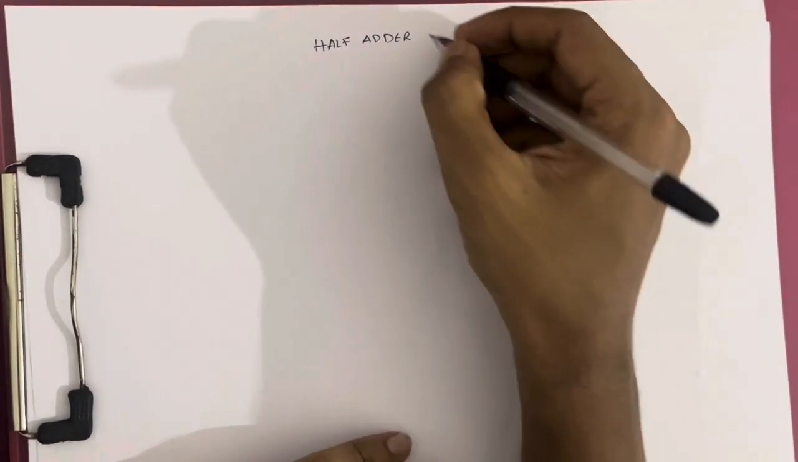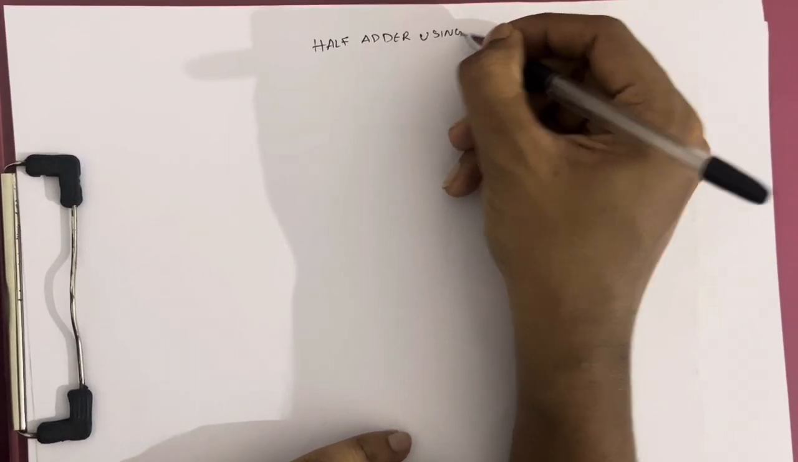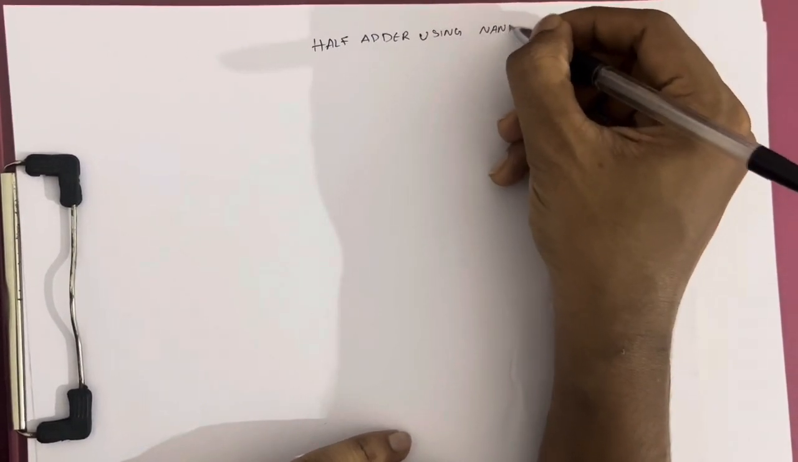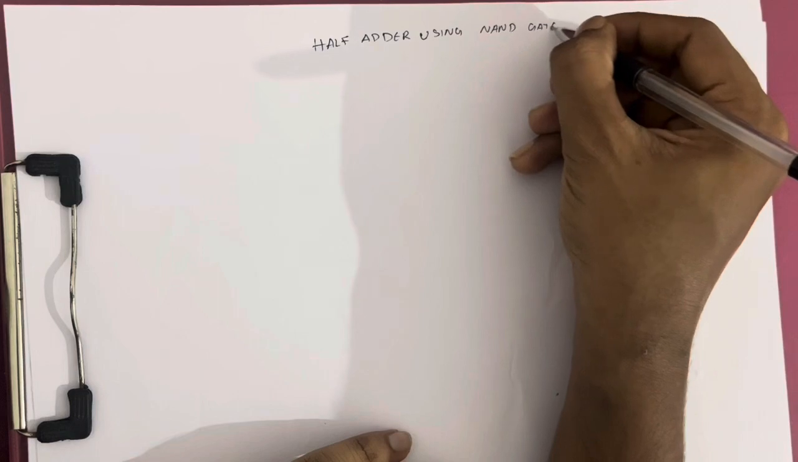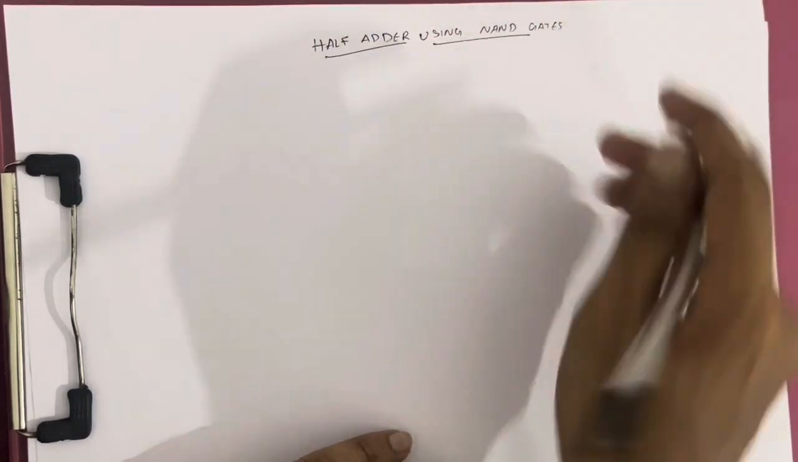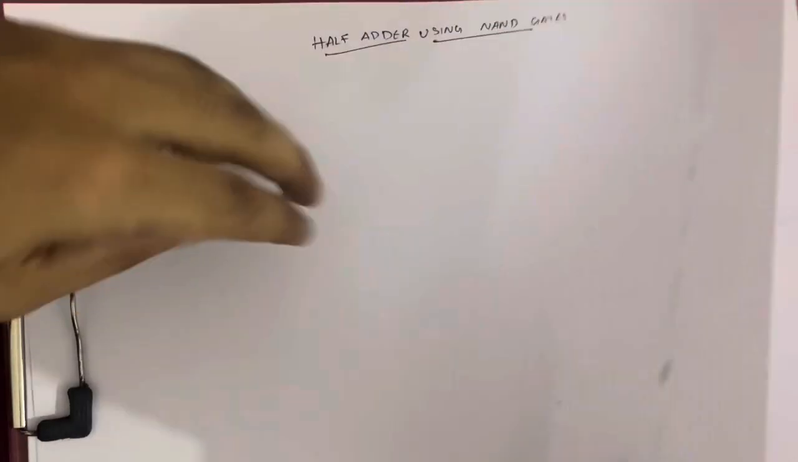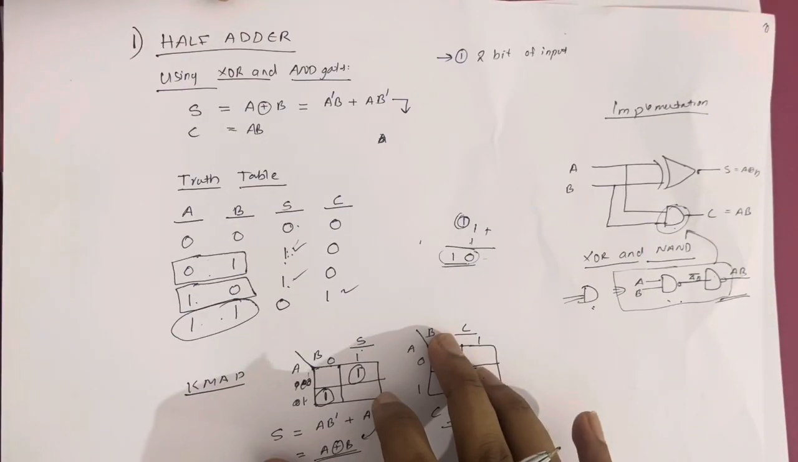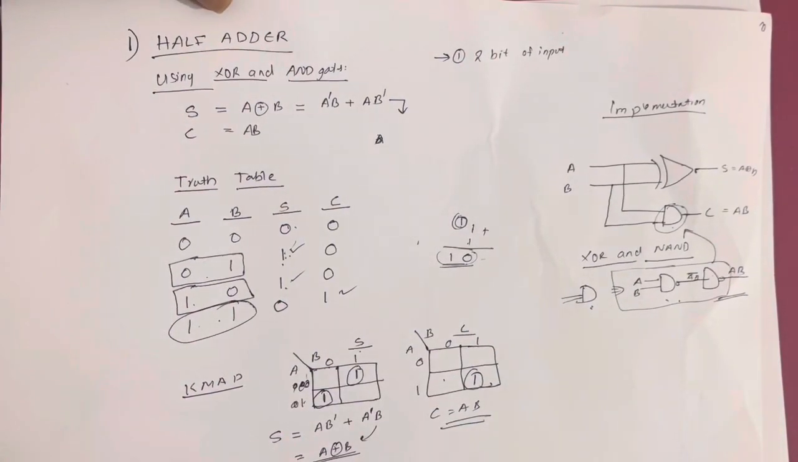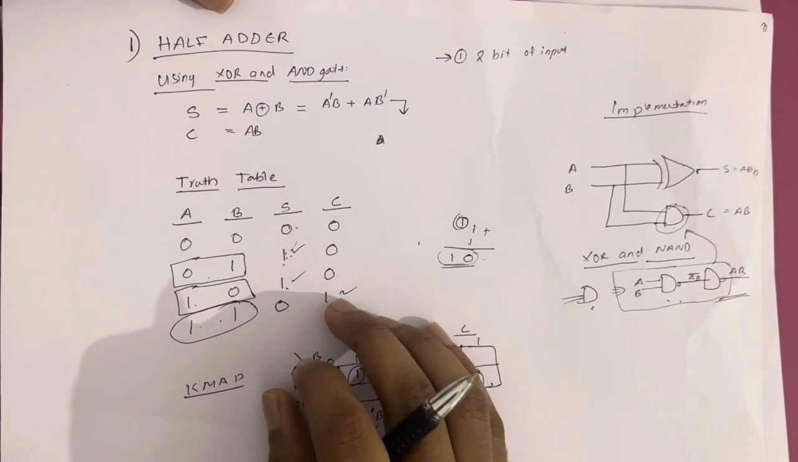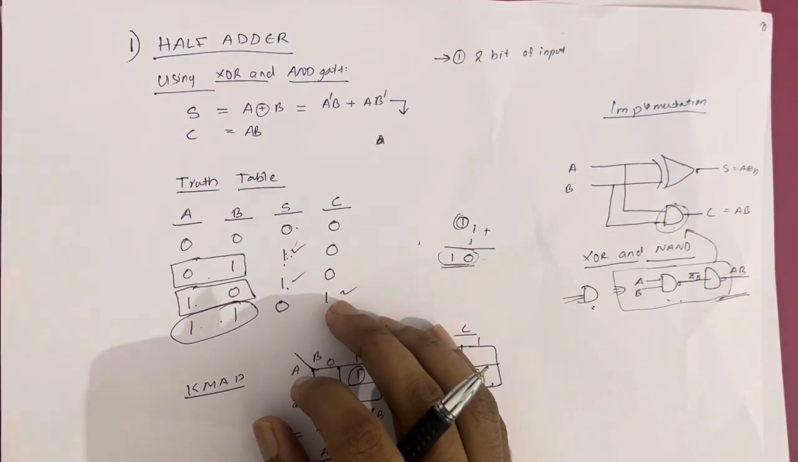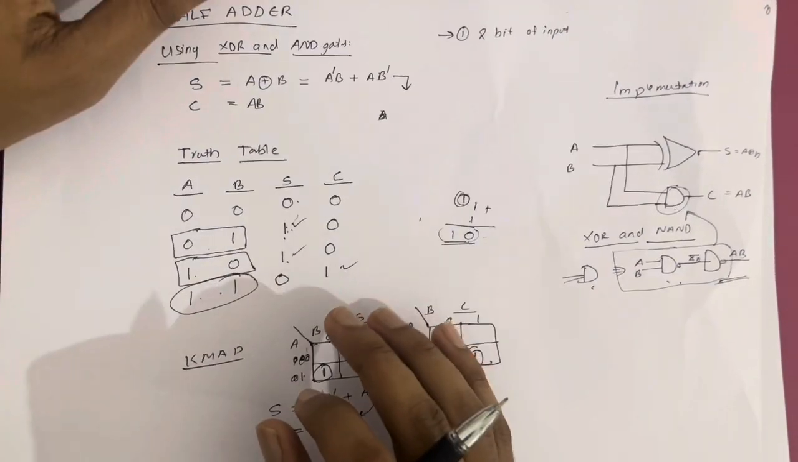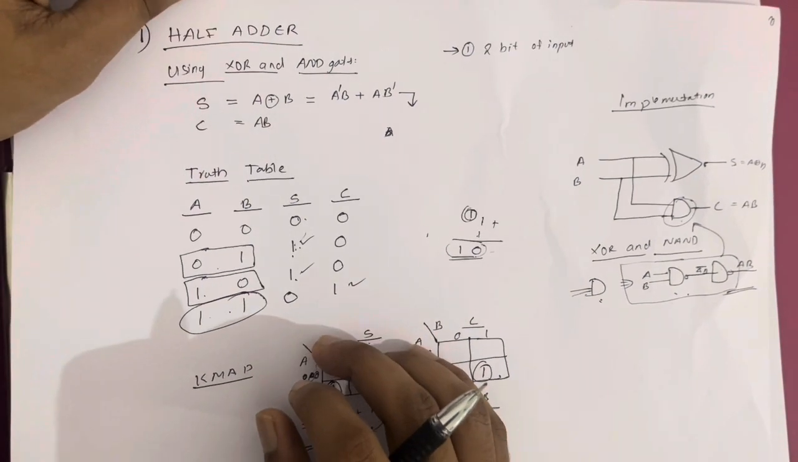Half adder using NAND gates. How can we convert the previous half adder using NAND gates? So this is a half adder that we made before, constructed using the XOR and AND gates. Now we will construct it using the NAND gates only.